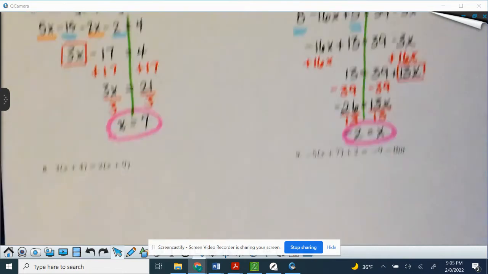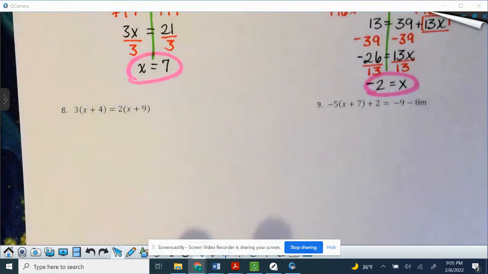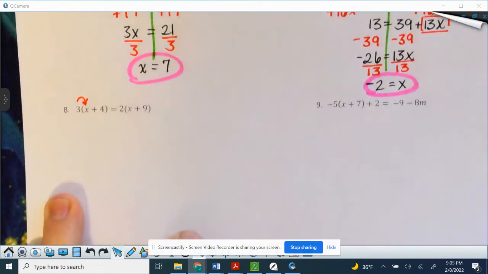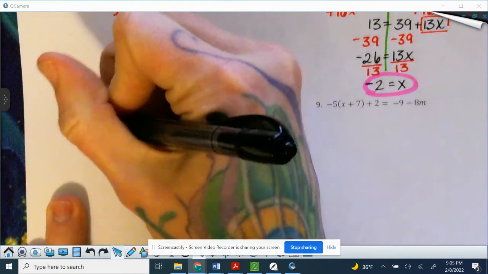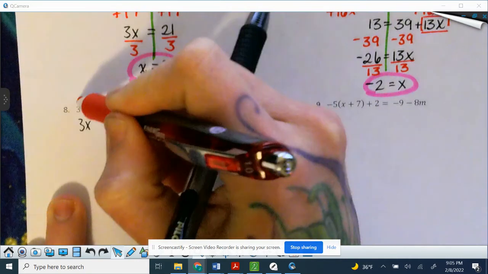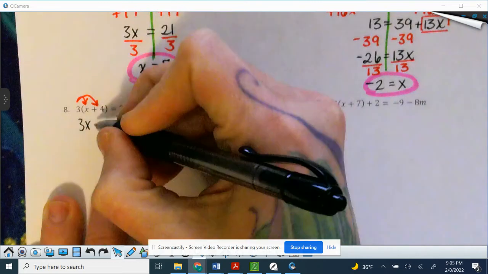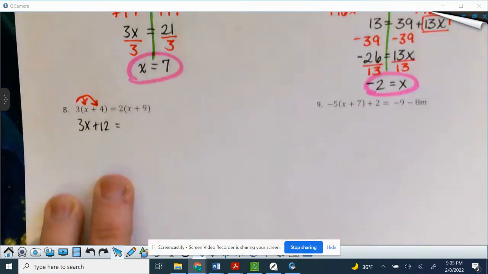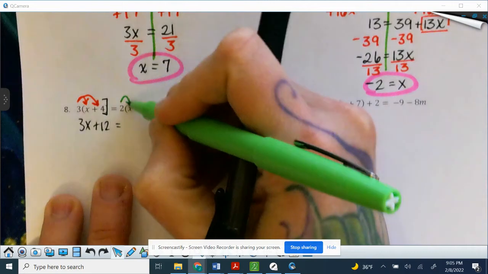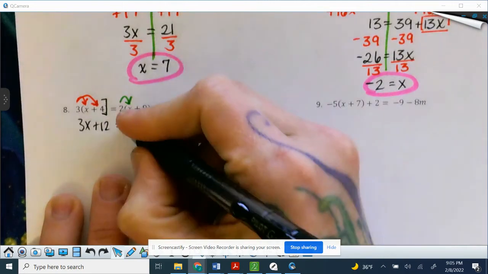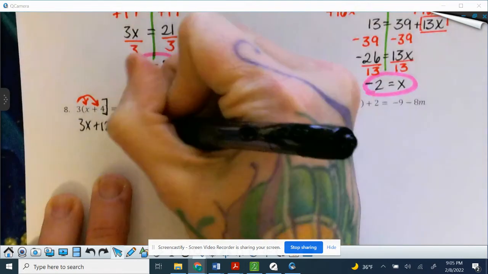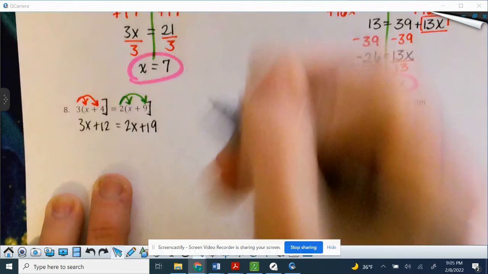All right, so number 8, we have 2 sets of distribution this time. So we have 3, which we're going to move to our x, which is going to be 3x. 3 times 4, which is going to be 12. Then that's an equal, and then remember there's our great divide, our big brick wall right here. So this parenthesis stops it. So we're going to start working on our 2. So 2 times x gives me 2x. 2 times 9 gives me 18. And there's our brick wall, so we're done with that distribution as well.